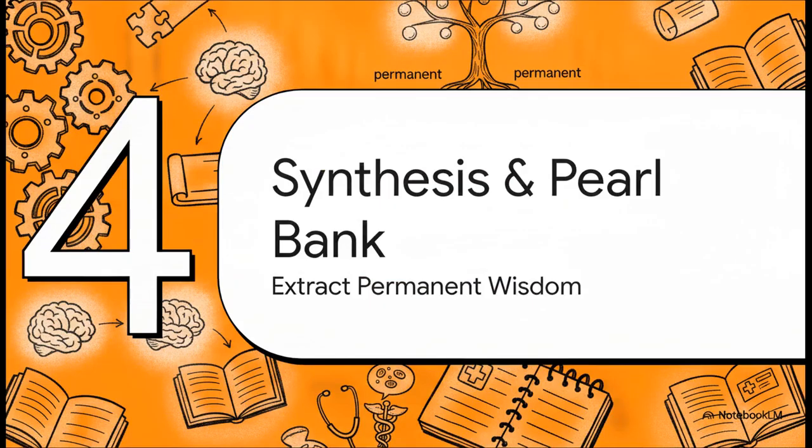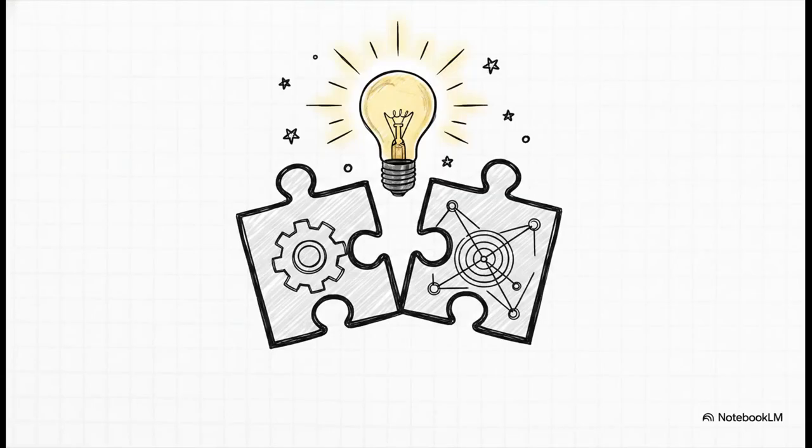All right, moving on to synthesis and Pearl Bank. Let's talk about extracting that permanent wisdom. Before we extract our final takeaways, we run a consolidation prompt. You explicitly ask NotebookLM, what did the resident lens add that the intern lens completely missed? By comparing the outputs of both lenses side by side, you actively see how the reasoning evolved. It's a great metacognitive step that helps you zero in on the absolute most critical takeaways from the entire session.